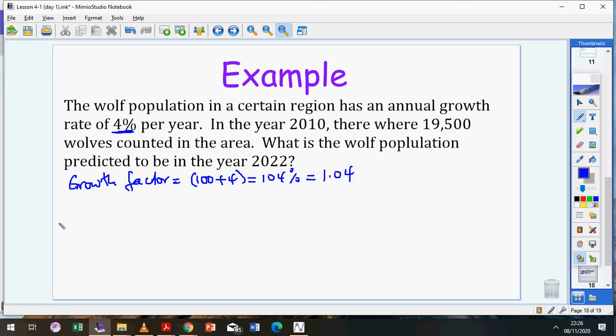Alright, in the year 2020, there was 19,500 wolves. So this is telling me that this is a starting point, right? This is an A value because 2020 is when time was 0, is when they started counting. So in 2020, there were 19,500 wolves, and they want me to find out how many wolves there are in 2022. 2022, the time that has passed is 12 years.